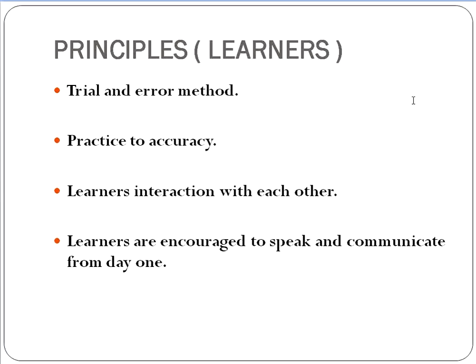So here, if the learners are not in a state to interact with each other, then this communicative approach will never be effective. For an effective outcome of this approach, the learners need to interact with each other. So this is one of the most important principles of the communicative approach, specifically for the learners. What is the next point?